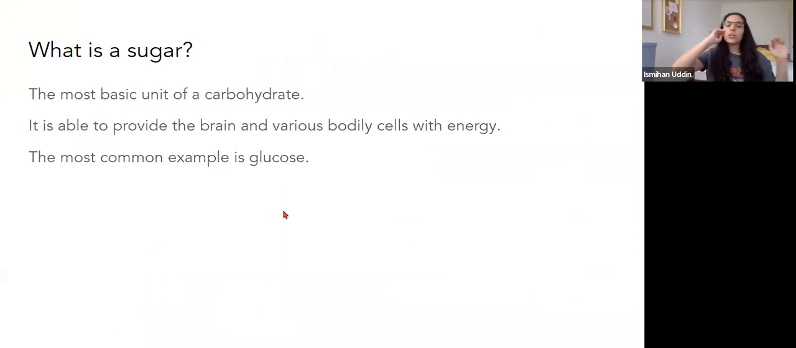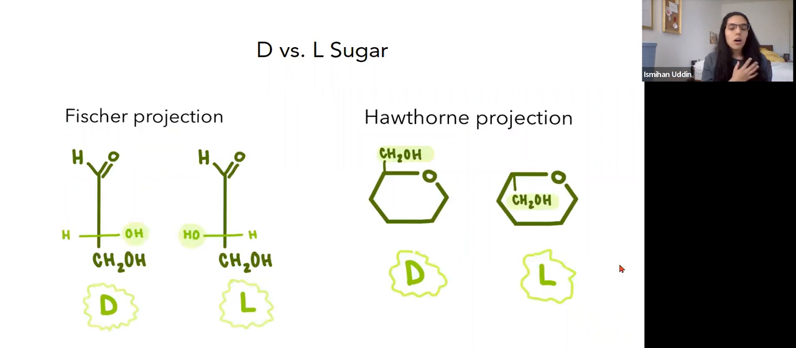So first we'll talk about what a sugar is. A sugar is the most basic unit of a carbohydrate, and it's providing the brain and a lot of body cells with energy. Last video I talked about the glycolysis cycle. We know that glucose through glycolysis becomes pyruvate, which becomes acetyl-CoA, which goes through the citric acid cycle. All those reduced cofactors go into the electron transport chain, and we get energy. So I think sugar is very important because glucose is the precursor molecule to all of these different metabolic pathways.